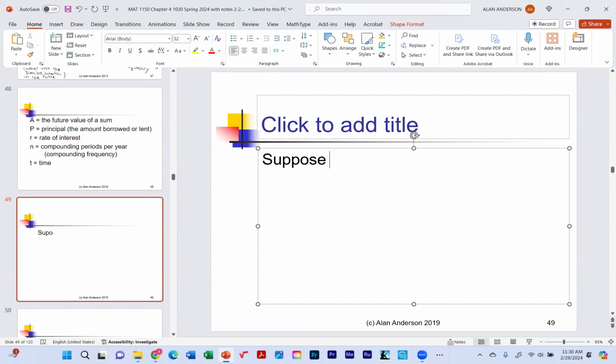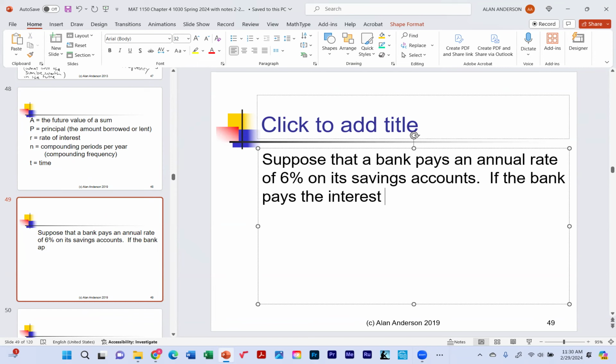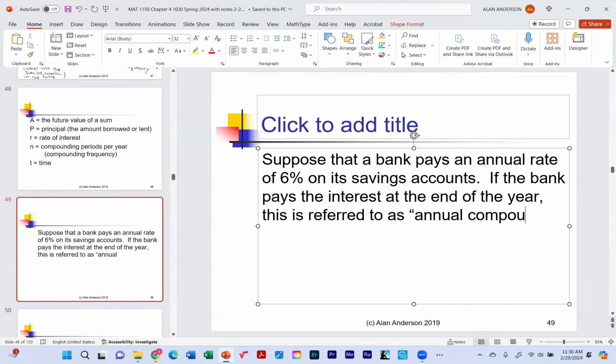that a bank pays an annual rate of 6% on its savings accounts. It doesn't, but let's just say it does. Here's the important part. If the bank pays the entire amount at the end of the year, this is referred to as annual compounding. Okay, they wait to the end of the year, they see how much money you have, they give you 6%, and that's what we call annual compounding.